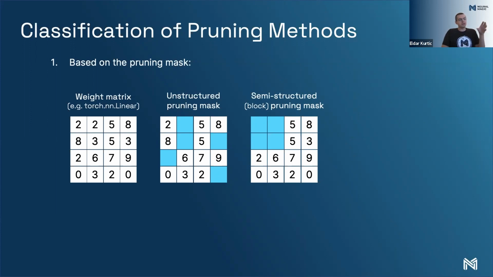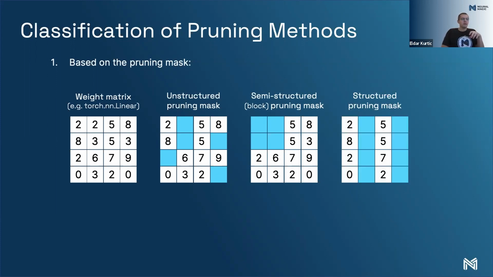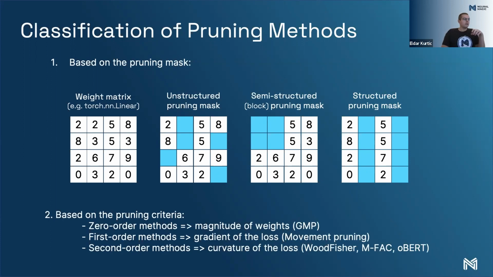The second type is semi-structured or block pruning. And here we are trying to zero out weights in some predefined shapes. In this case, we have blocks of 2 by 2. And the last type is structured pruning, where we are trying to completely remove rows or columns from these weight matrices.